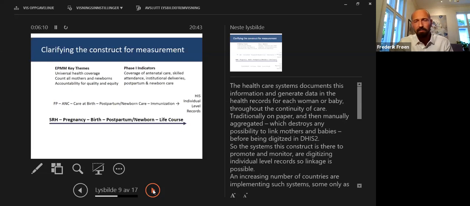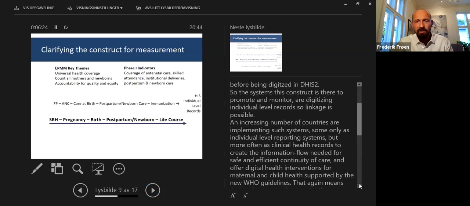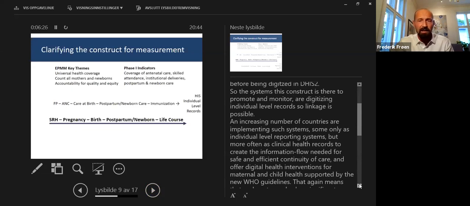Traditionally, this is done on paper and then manually aggregated, which destroys any possibility to link mothers and babies before being digitized into typically DHIS2. So the systems this construct is there to promote and monitor are digitizing individual level records so that linkage is possible. An increasing number of countries are implementing such systems.